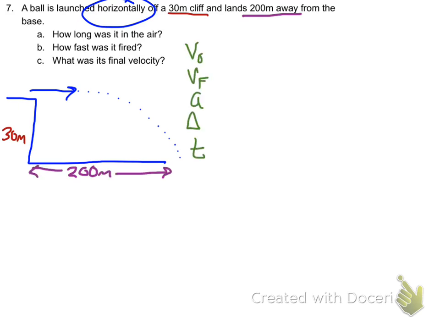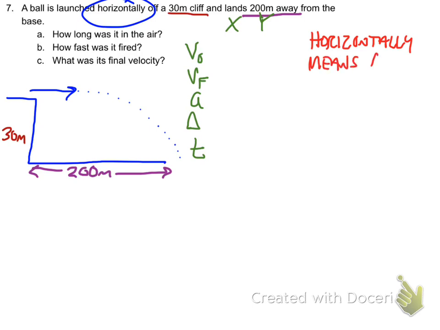So the first thing I see is that it's horizontally off of the cliff, so it's going to go straight off and land down. The cliff is 30 meters, and it lands 200 meters away. So I can set up my table here, with V0, V final, A, delta X, and t for the X and for the Y side. And I can start to put some pieces in.